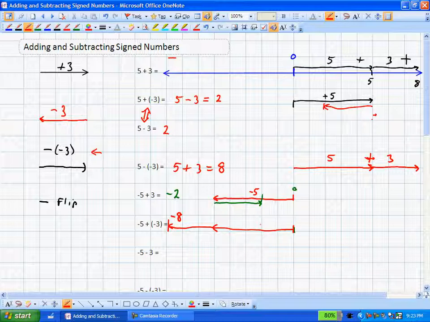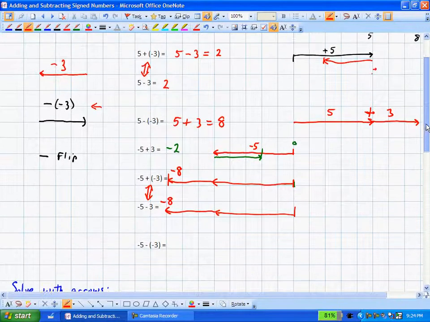Negative 5 minus 3: 5 units to the left, and we subtract, meaning we're going to go to the left 3 units. So that is also negative 8. Notice that negative 5 plus a negative 3 is just the same as negative 5 minus 3. Adding a negative is the same thing as subtracting. Those signs are equivalent.